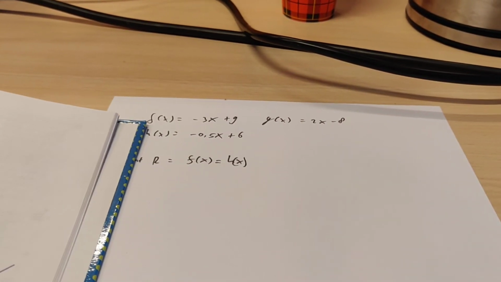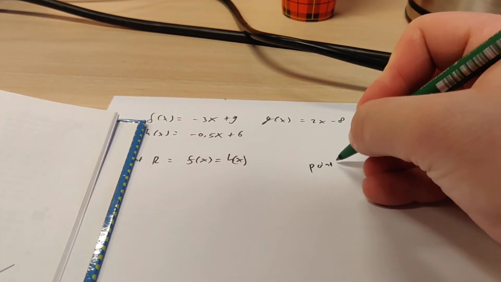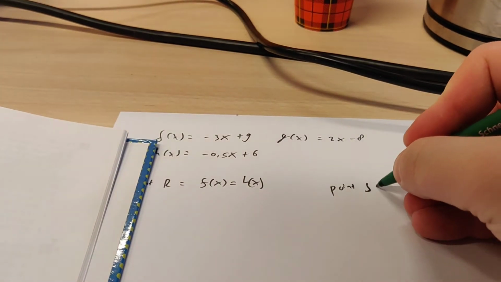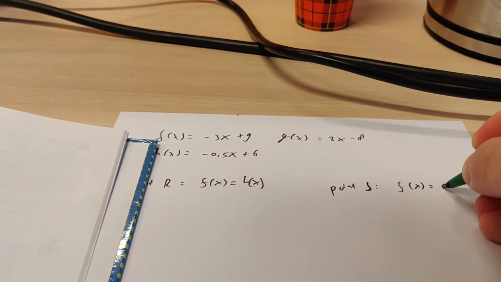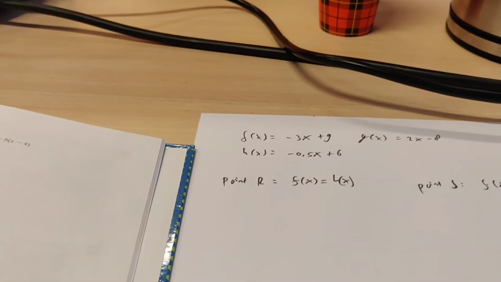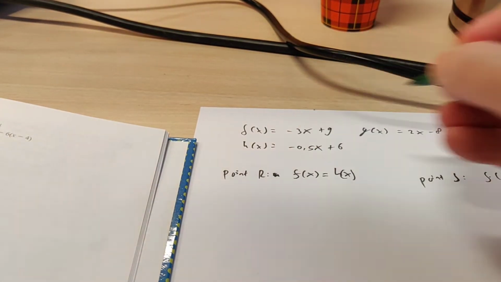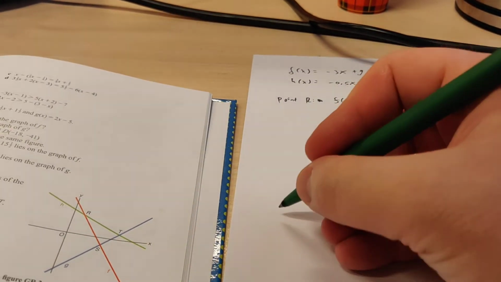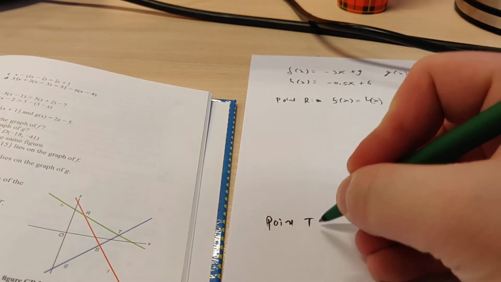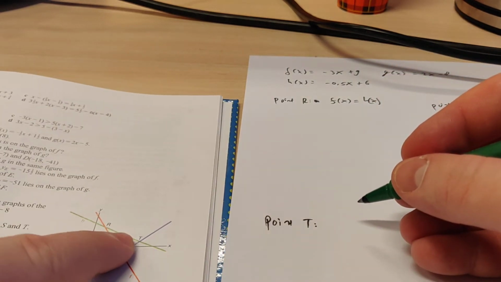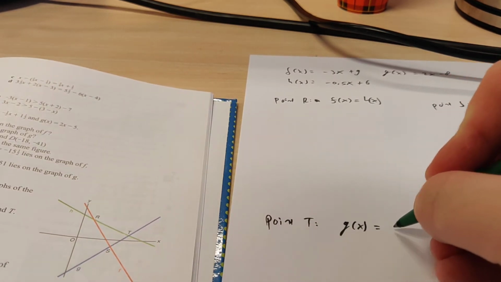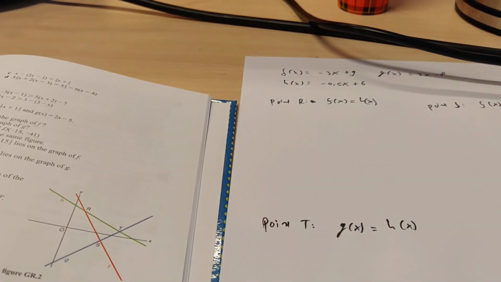For point s, we need to say that point s is over here, so we need to say that fx is the same as gx. So for point s, we have fx equals gx. And then for the other point that we still need to do, that's point t, we need to say that point t is over there. You can see that gx is the same as hx. Alright, so this is what we're going to work out.